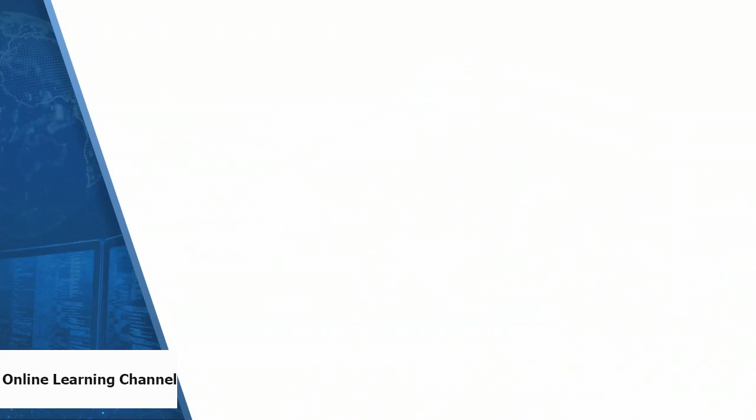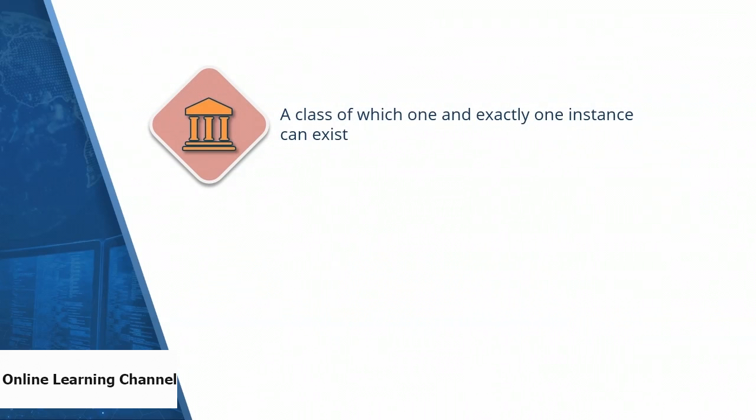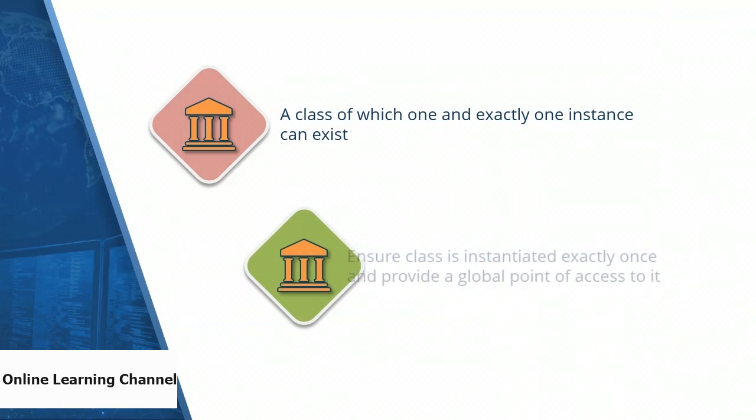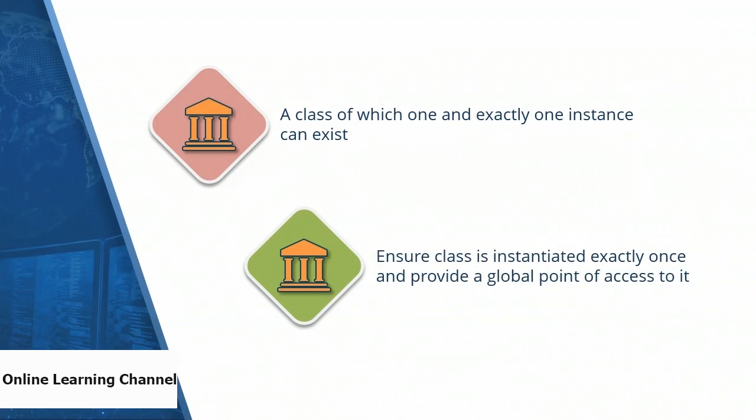When you apply the Singleton pattern in your code, you're essentially setting up a class or function of which exactly one instance can exist. You can have just one function object or one instance of a class. When you implement the Singleton pattern, you have to actively ensure that clients are prevented from creating multiple instances of this class. You need to ensure that the class is instantiated exactly once, and you need to provide a global point of access to that single instance.